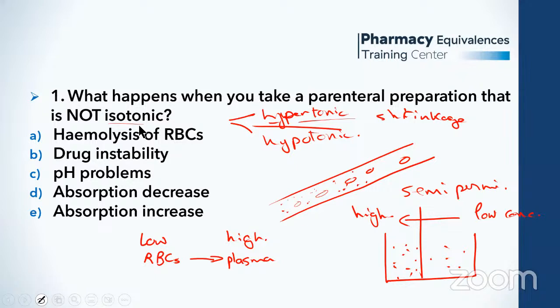Okay, what will happen in the opposite case, the hypotonic solution? In the hypotonic solution, the low concentration is in the plasma, while the higher concentration is in the RBCs.